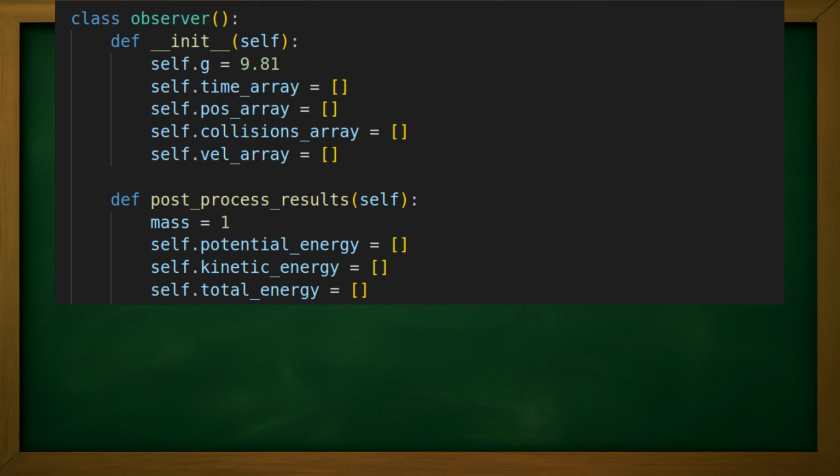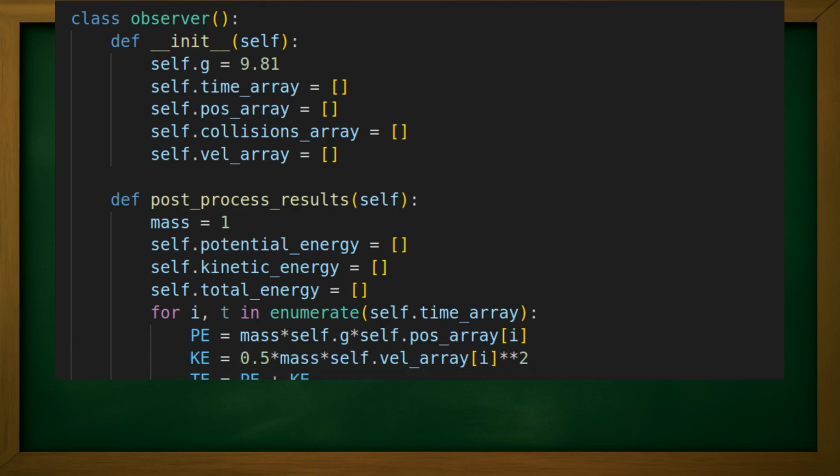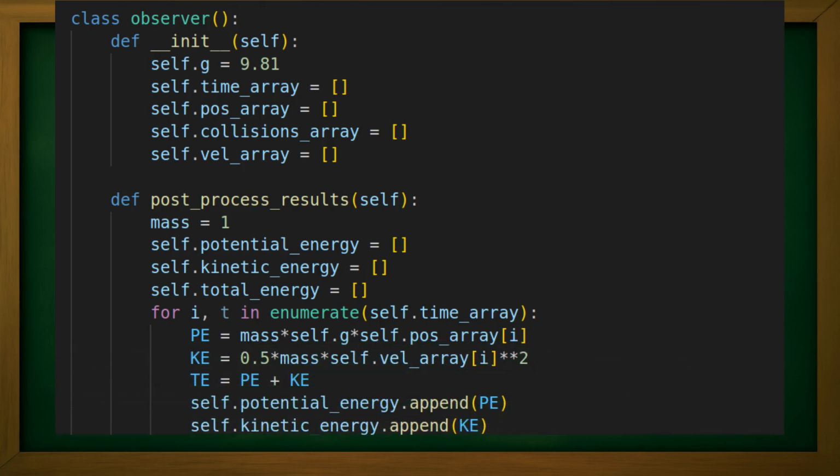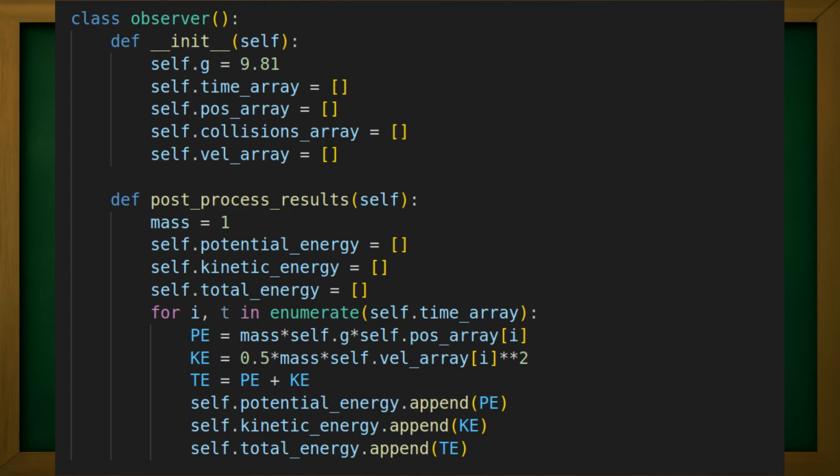This function runs after the simulation using the stored position and velocity data. Inside the function, we define the mass and create arrays to store energy values. Then we loop through the time array, compute KE and PE for each time step, and append them to their respective arrays. Also, we calculate the total energy and append that also.